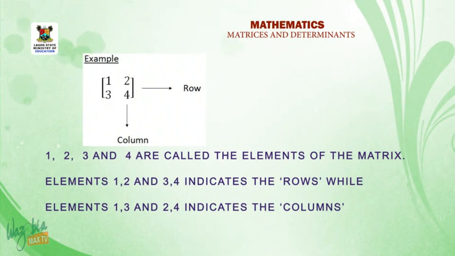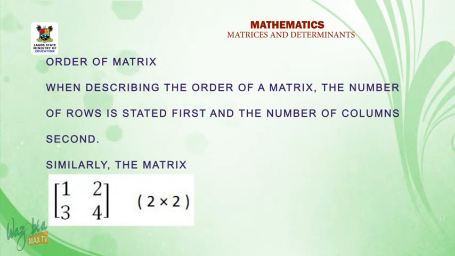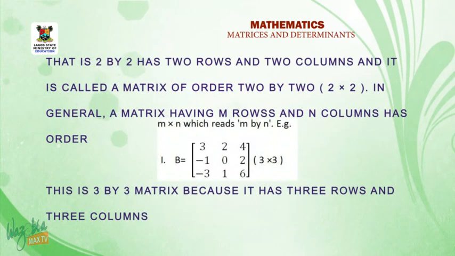Example. Matrix 1, 2, 3, 4. 1, 2, 3, and 4 are called the elements of the matrix. Elements 1, 2, and 3, 4 indicate the rows, while elements 1, 3, and 2, 4 indicate the columns. Order of a matrix. When describing the order of a matrix, the number of rows is stated first, and the number of columns second. Similarly, the matrix 1, 2, 3, 4, that is, a 2 by 2 matrix, has 2 rows and 2 columns, and it is called a matrix of order 2 by 2.